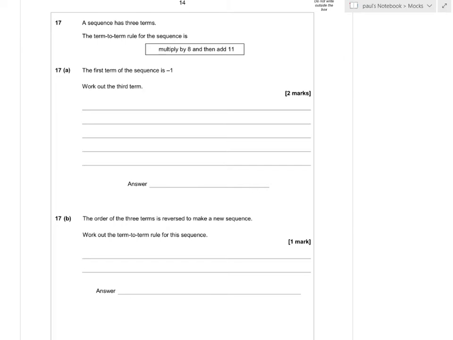Okay, so let's go down to question 17. A sequence has 3 terms. The term-to-term rule for the sequence is multiply by 8 and then add 11. The first term is -1. Work out the third. So -1 times by 8 is -8. Add 11 is 3. Now, next one. 3 times 8 is 24. Add 11 is 35. So 35 is the third term.